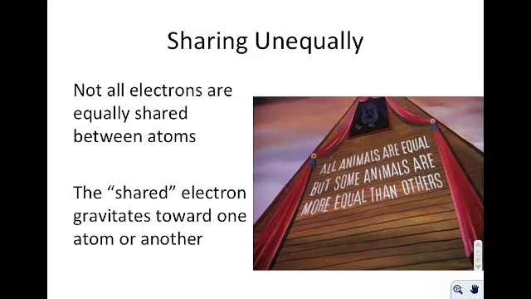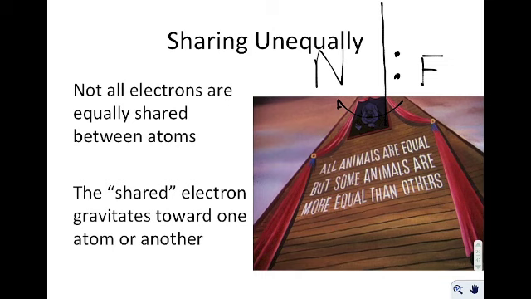Now you can also have atoms that share electrons unequally. So not all electrons are shared equally between them, and they tend to gravitate towards one side or the other. For example, fluorine has an extremely high electronegativity value. If I were to bond it with something like nitrogen, those electrons in the bond tend to gravitate towards fluorine. It's not that they've been removed from nitrogen, they're just not in the middle anymore. Here's the middle, and they've gravitated towards the fluorine.